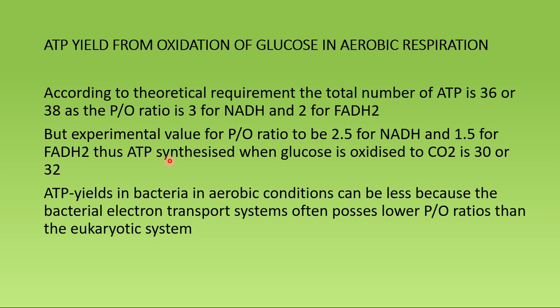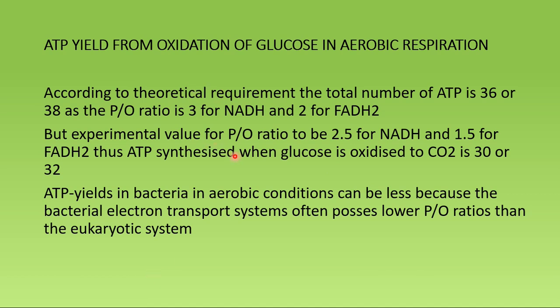So that's how the ATP synthesized when glucose is oxidized to carbon dioxide is about 30 or 32. This is all you have to remember, why the variations are 36, 38 or 30, 32. But now it is widely accepted that one complete oxidation of a glucose molecule yields 32 ATP molecules. And this ATP yield in bacteria, especially in aerobic conditions, can be even less because the electron transport system often possesses a lower P/O ratio than the eukaryotic system.